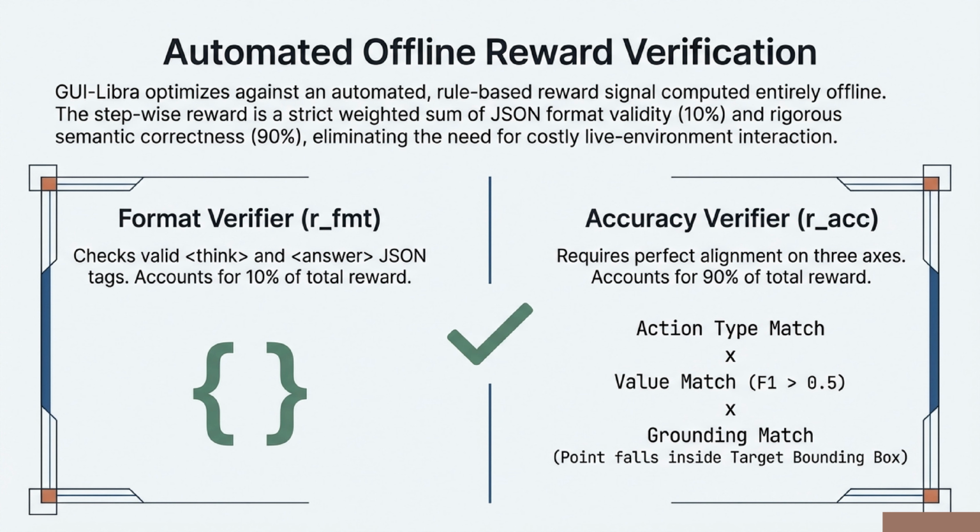To scale this, we use automated offline reward verification. GUI-Libra optimizes against a rule-based reward signal computed entirely offline, eliminating the need for expensive live environment interactions. The reward is a strict weighted sum. 10% comes from a format verifier that checks for valid JSON tags, and 90% comes from an accuracy verifier. The accuracy verifier requires perfect alignment on action type, a value match, and a precise grounding match within the target bounding box.